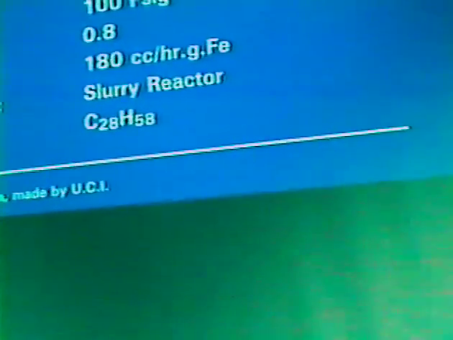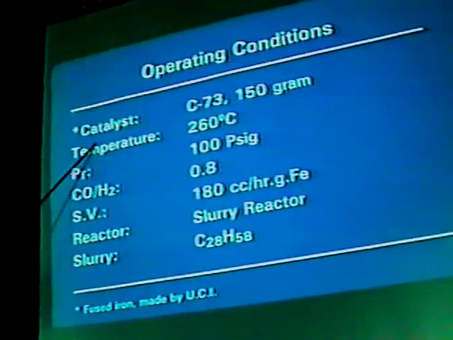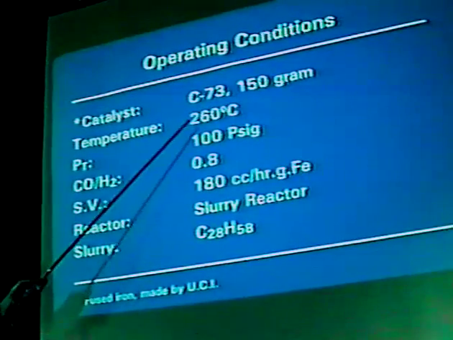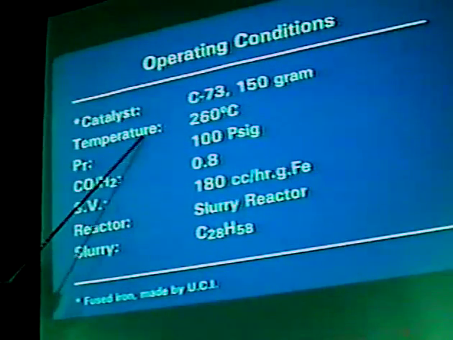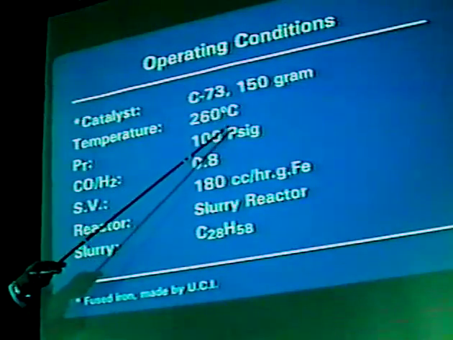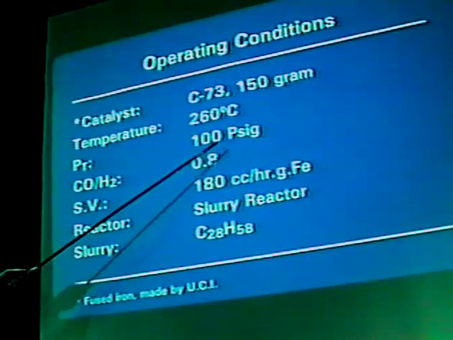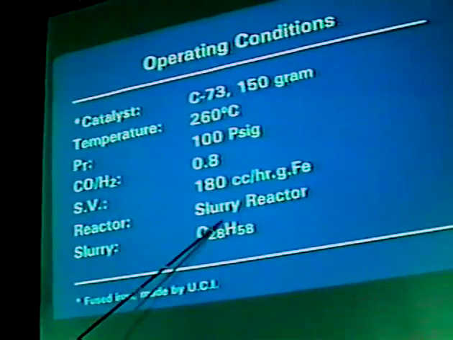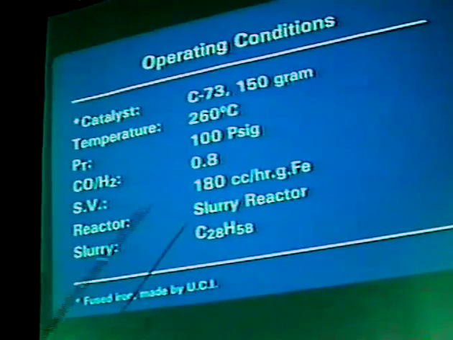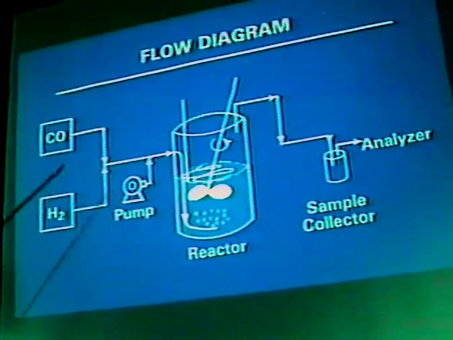Please, next slide. Our operating conditions are like that. We use a fused iron catalyst, our operating temperature is 260 degrees centigrade, and pressure is 100 psi. We operate in the slurry reactor, and our slurry is octacosane here. Next slide, please.